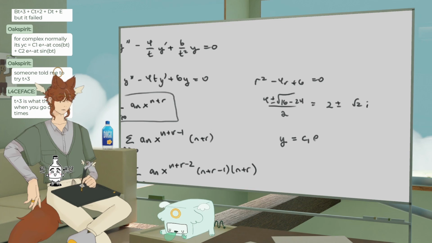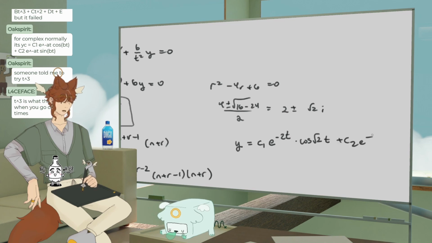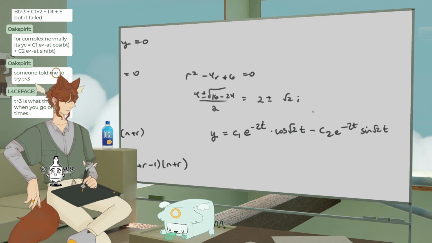So yeah, it'd just be c1 e to the negative... No, you're so right. It's c1 e to the negative 2t times cosine of square root of t, and then plus c2 e to the negative 2t of sine square root t. Minus, I think, maybe. I don't know. c1 doesn't matter.